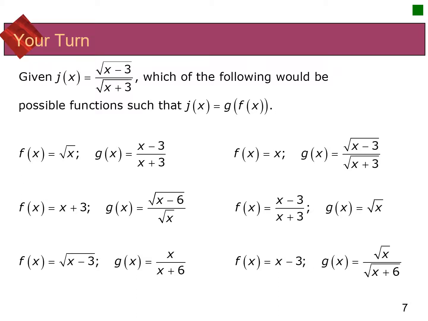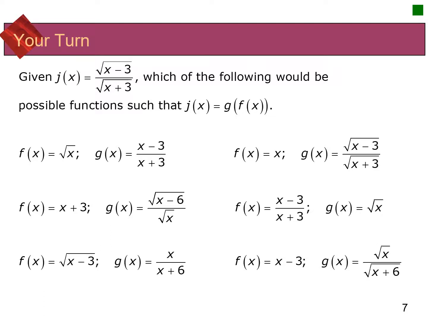So you were given j of x is equal to the square root of x minus 3 all over the square root of x plus 3. And you were told that j of x was equal to g of f of x. So here we kind of reversed the replacement of the g and the f. So the f of x is going to be applied first, and then that's going to be plugged into g of x to end up with whatever j of x is.